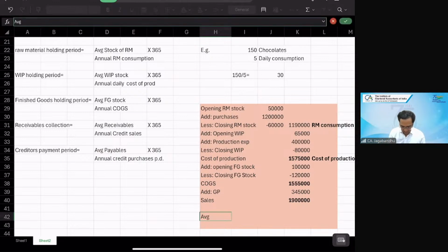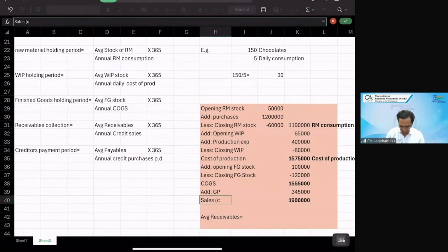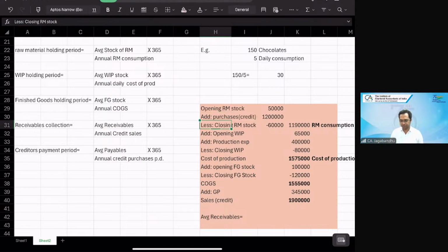So let's say average receivables. By the way, you are assuming that everything is on credit. The sale as well as the purchases, both of them, we are assuming that they are fully on credit. So purchases are on credit and sales are also on credit.